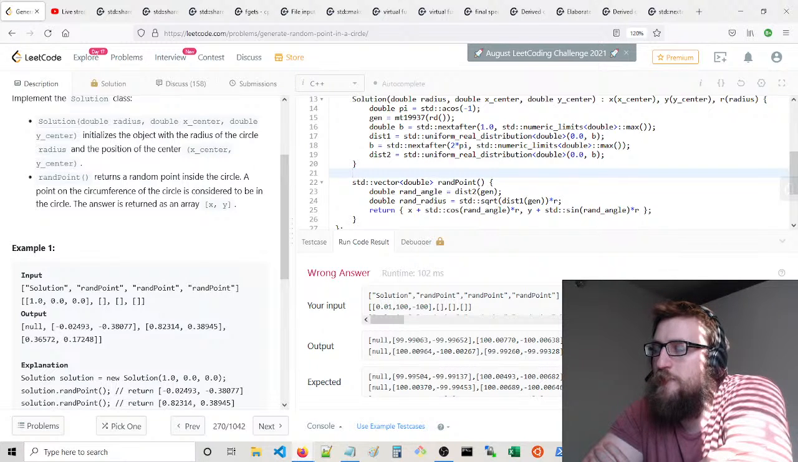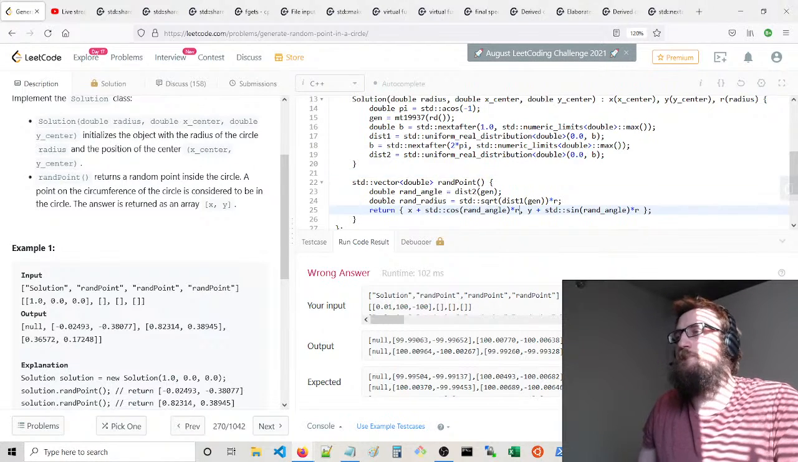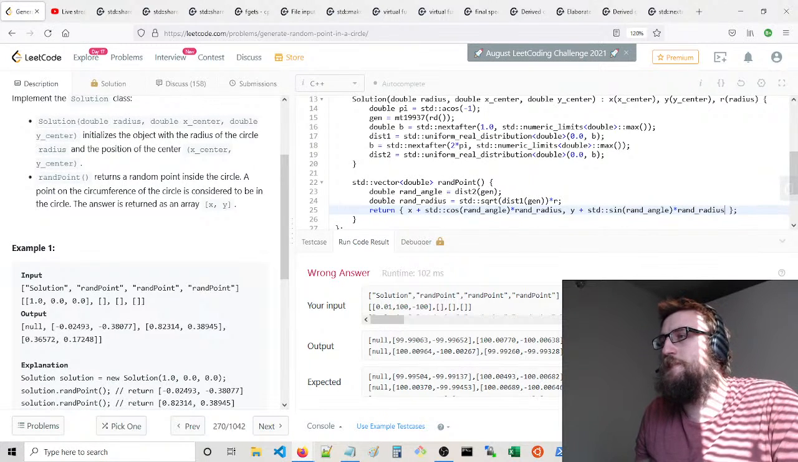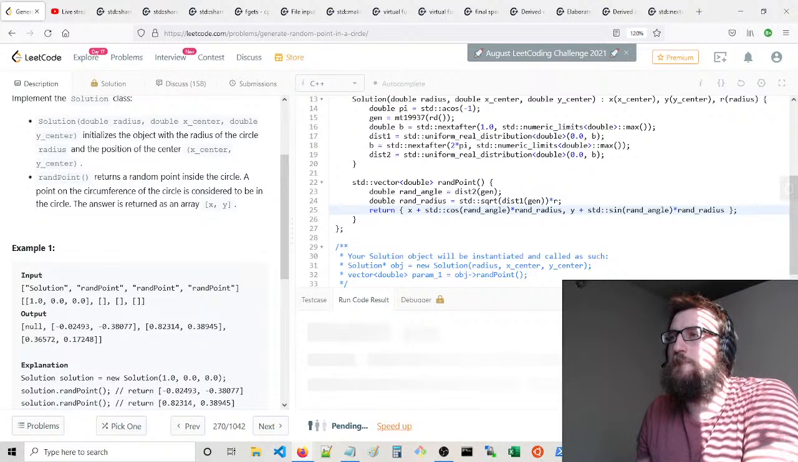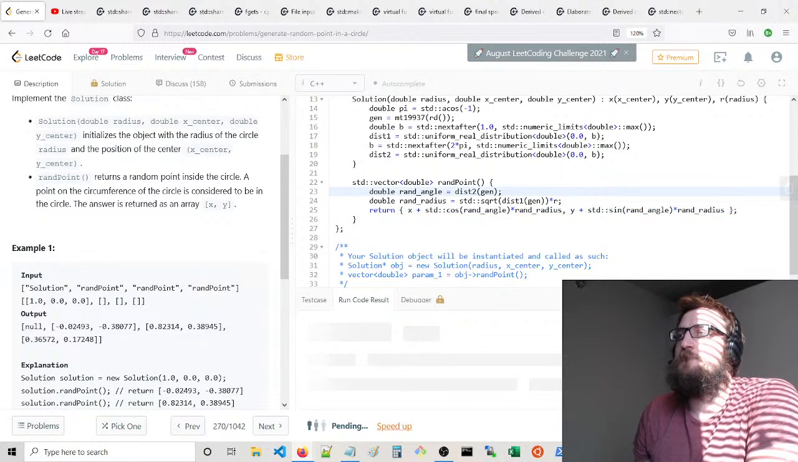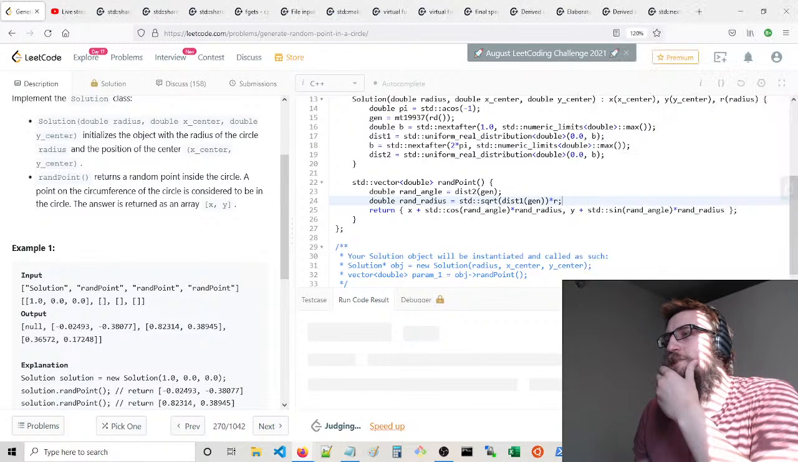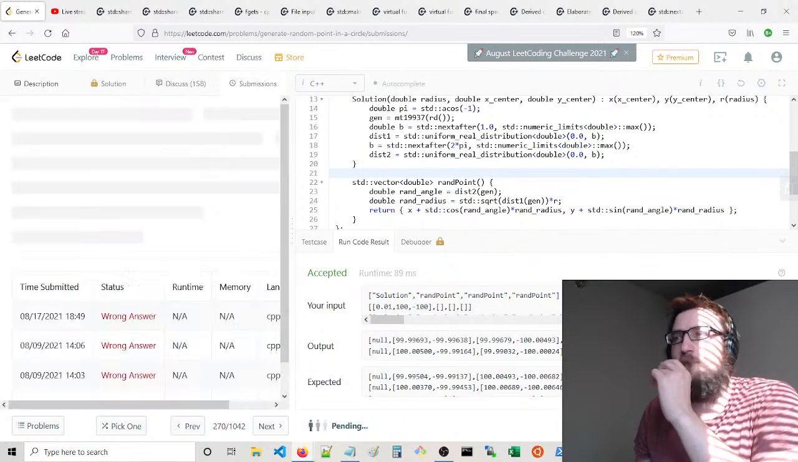But we're having a problem here. For some reason, we're getting the wrong answer, which is a little bit strange. I wouldn't have expected that. I think the angle should be fine. The angle should be the same. Oh, it's not times the radius. Oh, that's why. That's my mistake. I thought maybe I did something wrong with this calculation. I didn't even use the random radius. It's always good. There we go. That should be the right answer now.